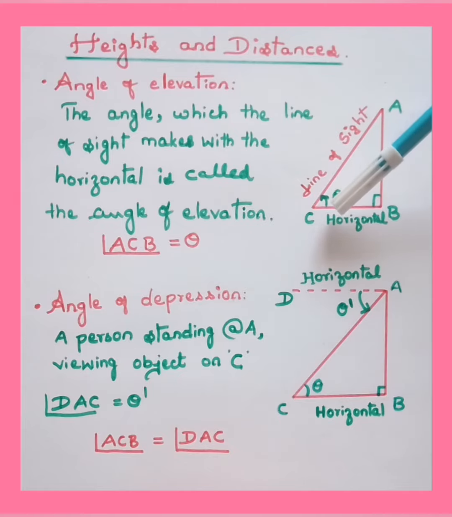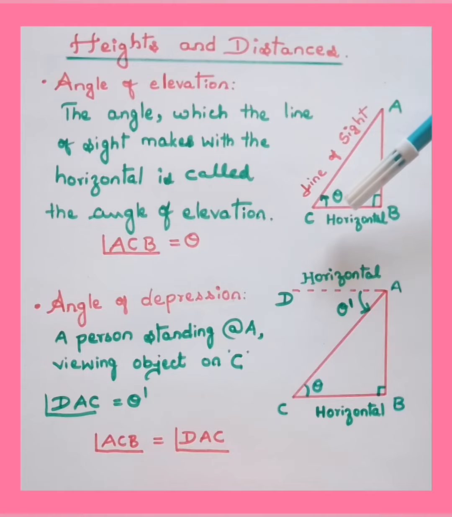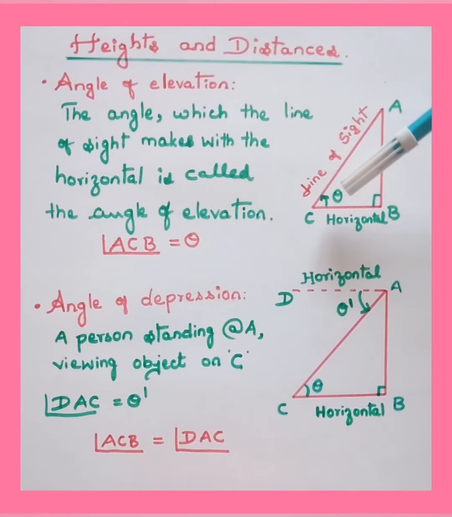So when he looks up, with the horizontal he makes some angle theta with the line of sight. He is looking along this straight line. Then this theta is called the angle of elevation. So how do we define angle of elevation? The angle which the line of sight makes with the horizontal is called the angle of elevation. Simple. When you stand there and you look up, okay? Or it could be a tall building also. So this is the angle of elevation. In this diagram, angle ACB is the angle of elevation.